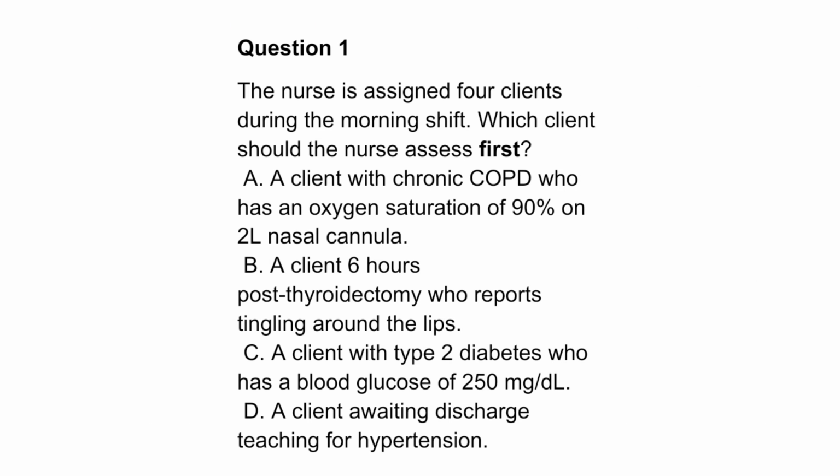Question 1. The nurse is assigned 4 clients during the morning shift. Which client should the nurse assess first? A. A client with chronic COPD who has an oxygen saturation of 90% on 2L nasal cannula. B. A client 6 hours post-thyroidectomy who reports tingling around the lips. C. A client with type 2 diabetes who has a blood glucose of 250 mg per deciliter. D. A client awaiting discharge teaching for hypertension.